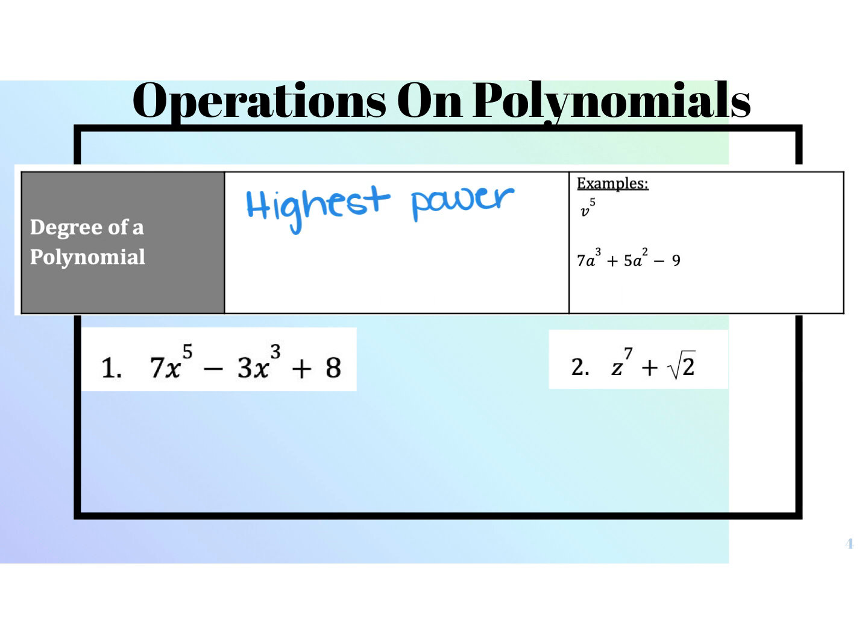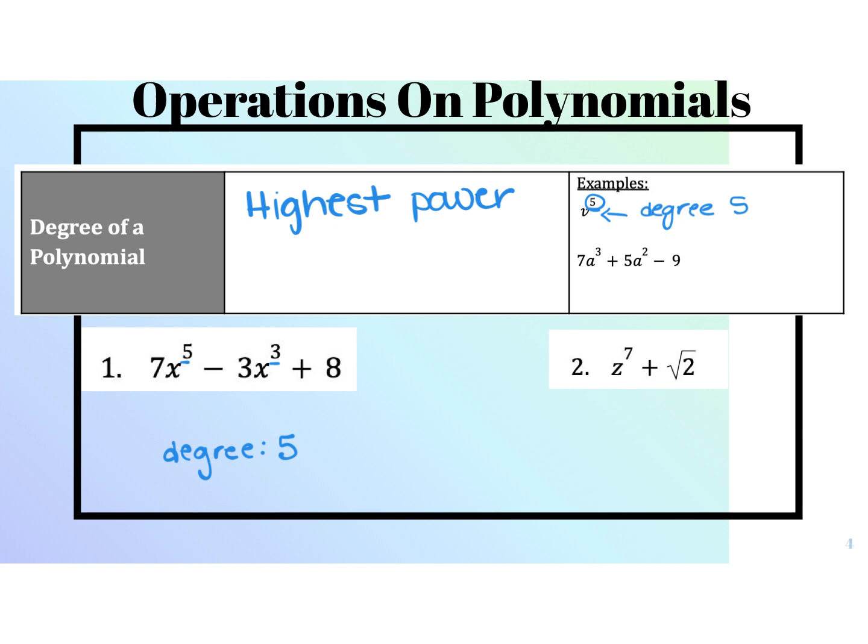So when I'm looking at these different things, this is a degree of 5, okay? The exponent's of 5, so it's a degree of 5. Let's look at example number 1. I have 7x to the 5th minus 3x to the 3rd plus 8. So if I'm looking at my exponents, I have 5, 3. So the highest one is going to be 5. So this is going to be a degree of 5 or a 5th degree.